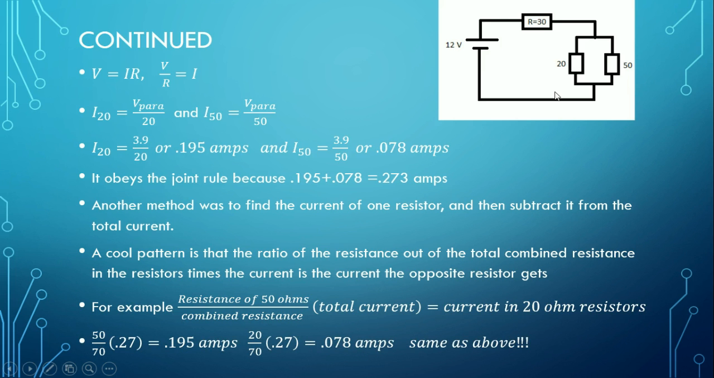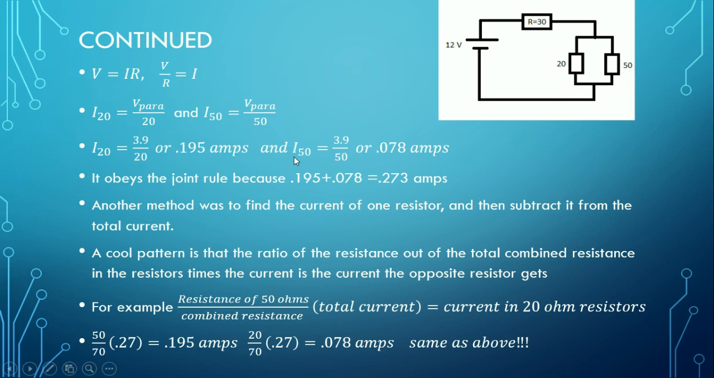So this is what it means. If we're looking at the 50 ohms, its resistance is 50. The combined resistance, 20 plus 50, is 70. Combined resistance just means the sum of the two, not equivalent resistance, nothing like that. Then we multiply that by the total current, which we know was 0.27 because we solved for it when we collapsed down the circuit. This gives you the current for the 20 ohm resistor. Then if we do the same for the other one, 20 over 70, because it's this resistor out of 70, the combined 20 plus 50, and multiply that by the total current, we get the amperage of the other resistor. Notice it's the same exact thing as above.